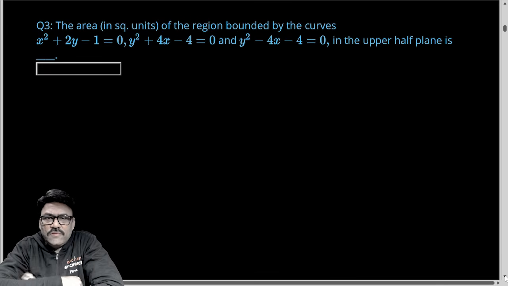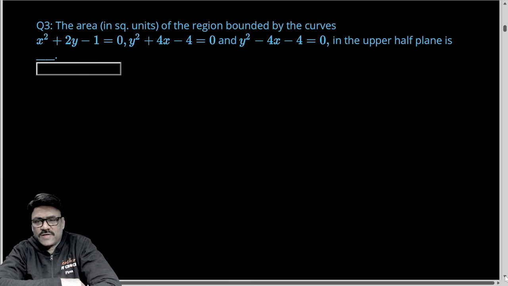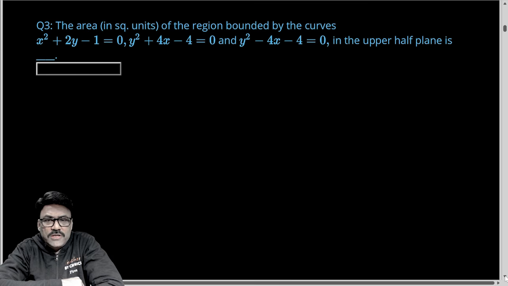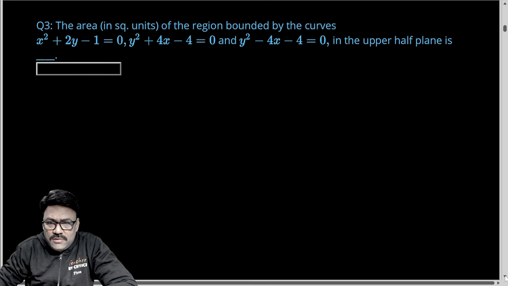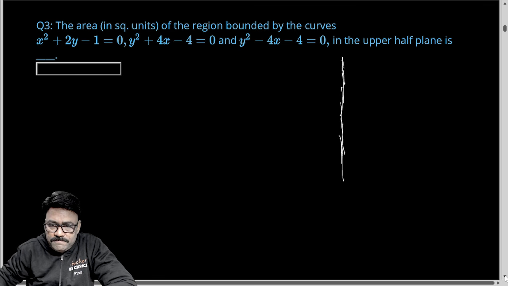Okay, see this question. This is from area, right? So 3 parabolas are given here. And they are saying that you find the area bounded by these 3 parabolas in the upper half of the plane. Upper half of the plane means above x-axis. So you have to find the area bounded by these 3 parabolas above x-axis. So let's draw these 3 parabolas first and see what is the area bounded here. So let's say this is y-axis. Let's say this is x-axis.